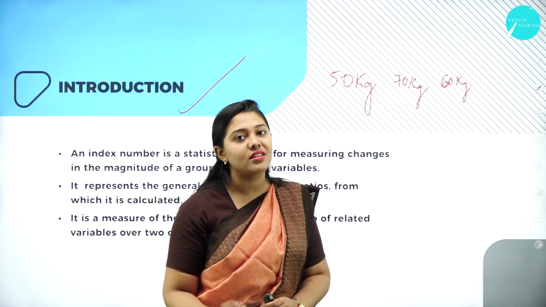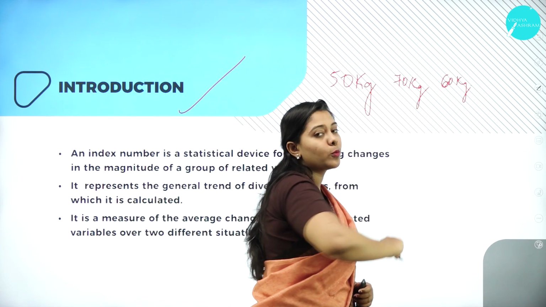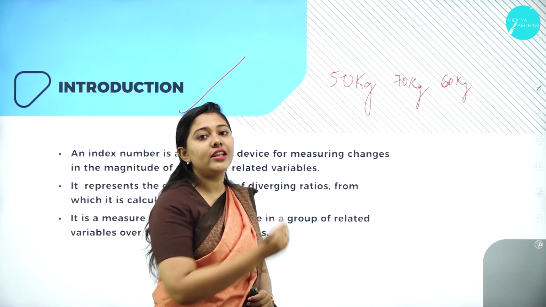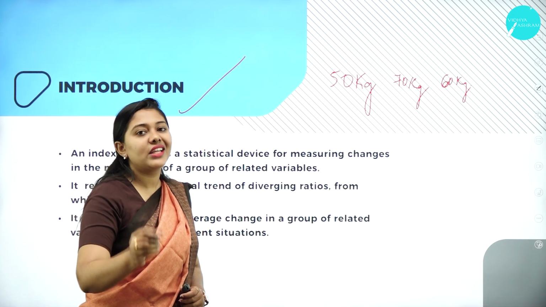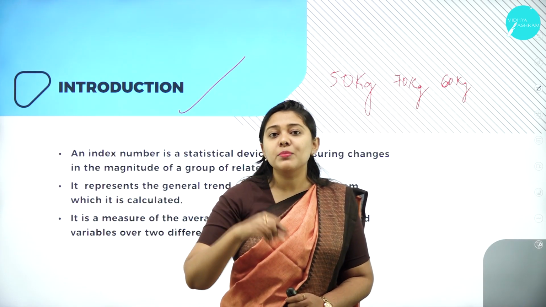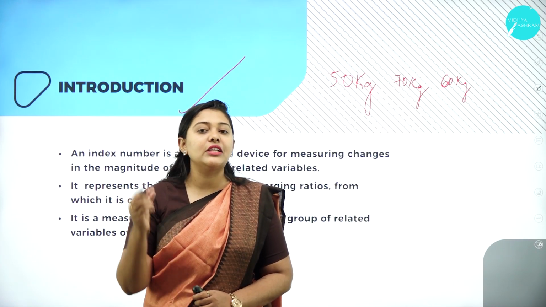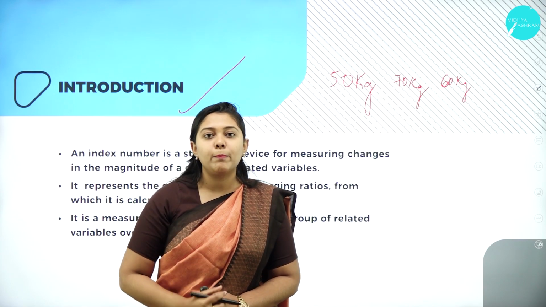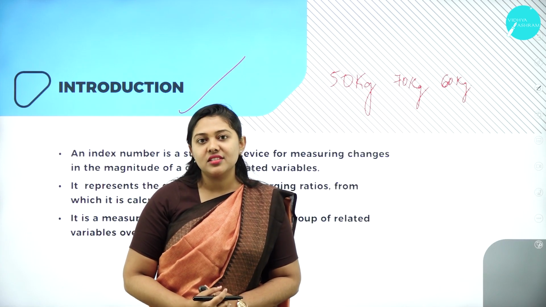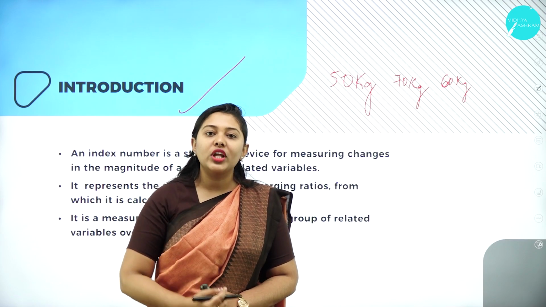So what is the change in the trend? 50 rupees per kilo, 70 rupees per kilo, 60 rupees per kilo, that is the change in the price of a commodity. With a single value, with the help of index number, we'll calculate, and with the help of that single value, the statistician, the businessman, can take a decision, because that single value will represent the magnitude of changes that is happening. So that explains the trend that is happening in the real market.